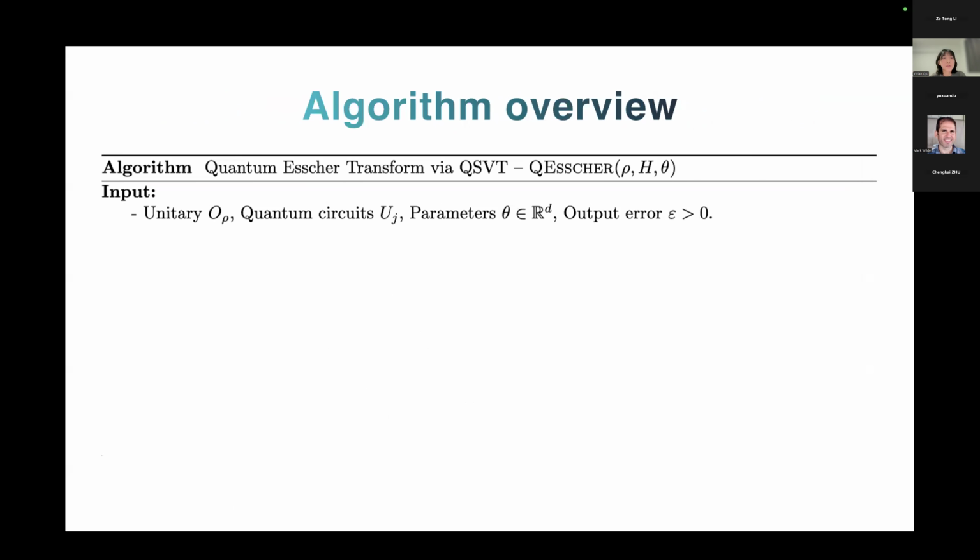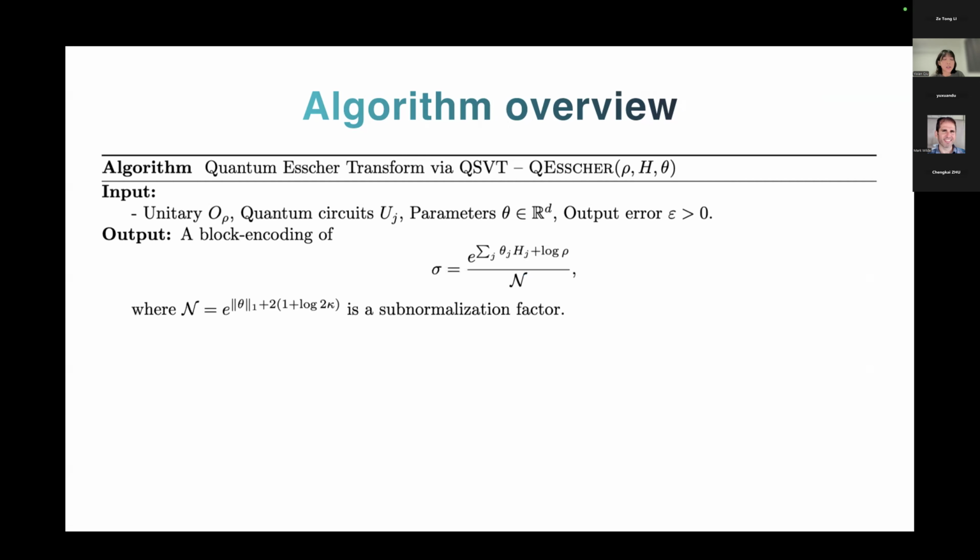Let's go through the framework of this algorithm. The inputs are the unitary of the rho, which gives the purification of the state, the unitary of each variable h, and also the parameter vector theta. Our target is to output the approximate block encoding of this subnormalized quantum Esscher transform state.